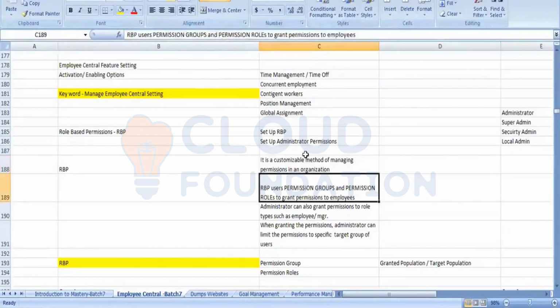RBP is divided into two parts. Role-based permission is divided into two parts, that is, permission groups and permission roles.